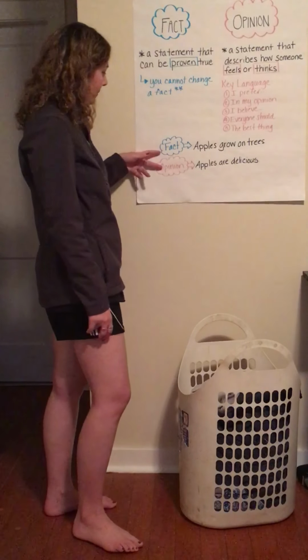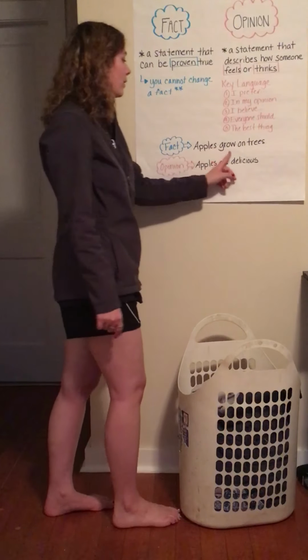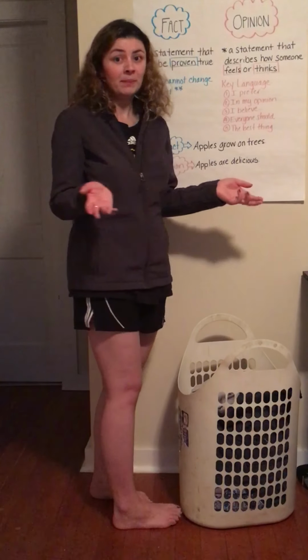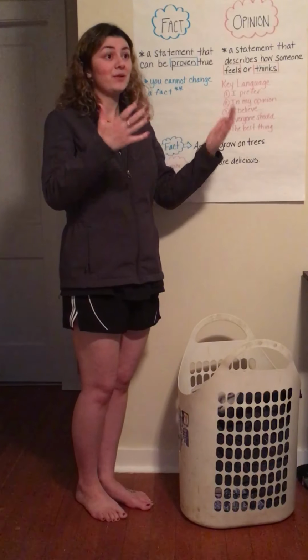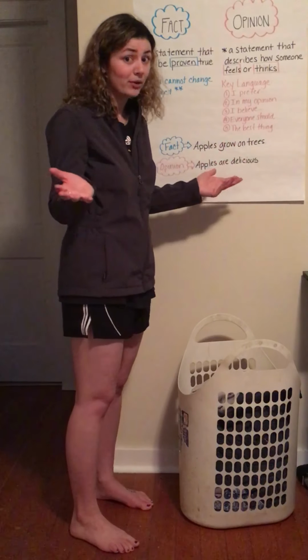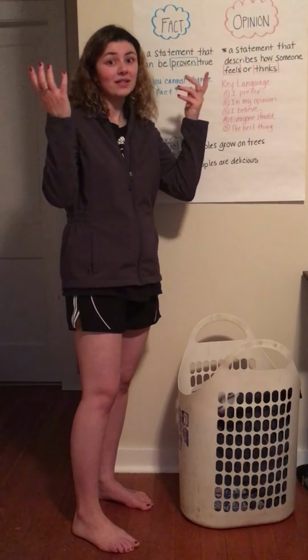So let's take a look at an example, and then I'll show you one. Fact: apples grow on trees. There's no question about that. We all know where apples grow from, and it's based off observation and research, but mainly we can just go to any apple orchard and see that it grows on trees. It doesn't grow from the ground, it doesn't fall out of the sky, it grows on trees.